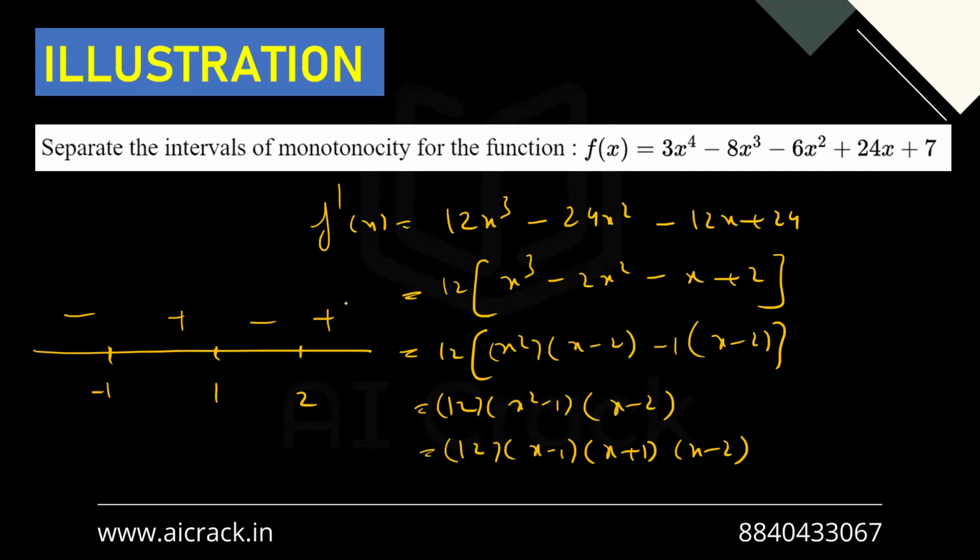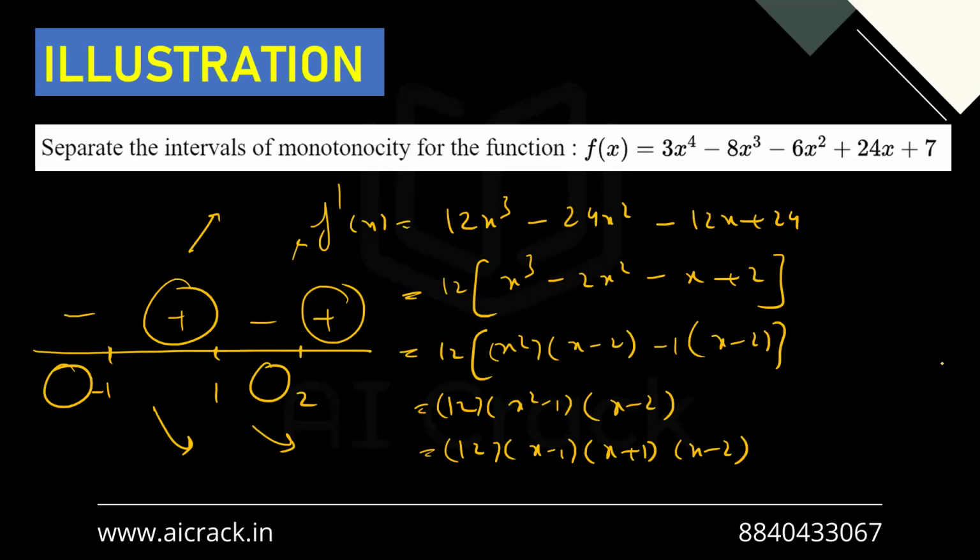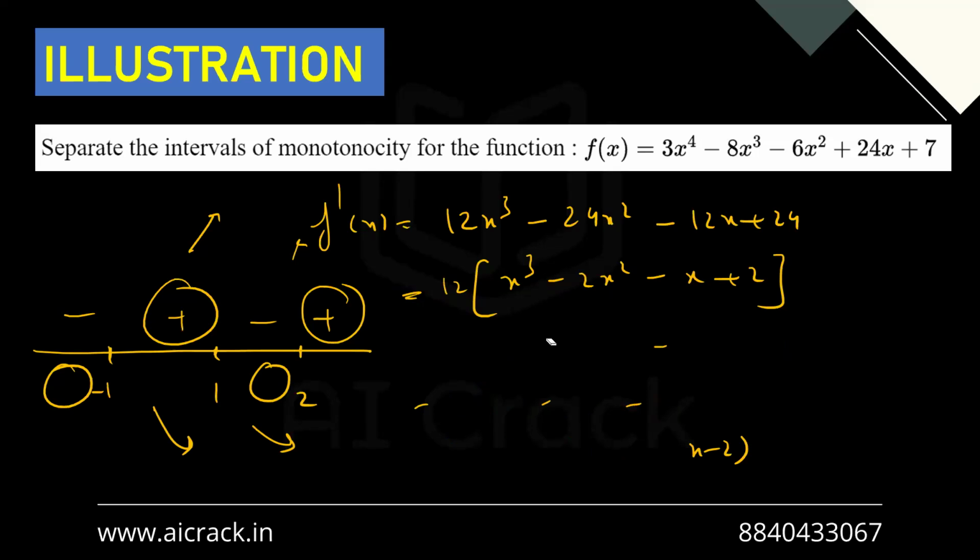Now I can see that this particular interval is for the increasing type of function, and this particular interval and this particular interval is for the decreasing type of function. Okay. Now one interesting thing over here about the intervals. Let me remove this. Now let's say I'm saying the intervals would be minus 1 to 1 union 2 to infinity for increasing type of function, that would be wrong.